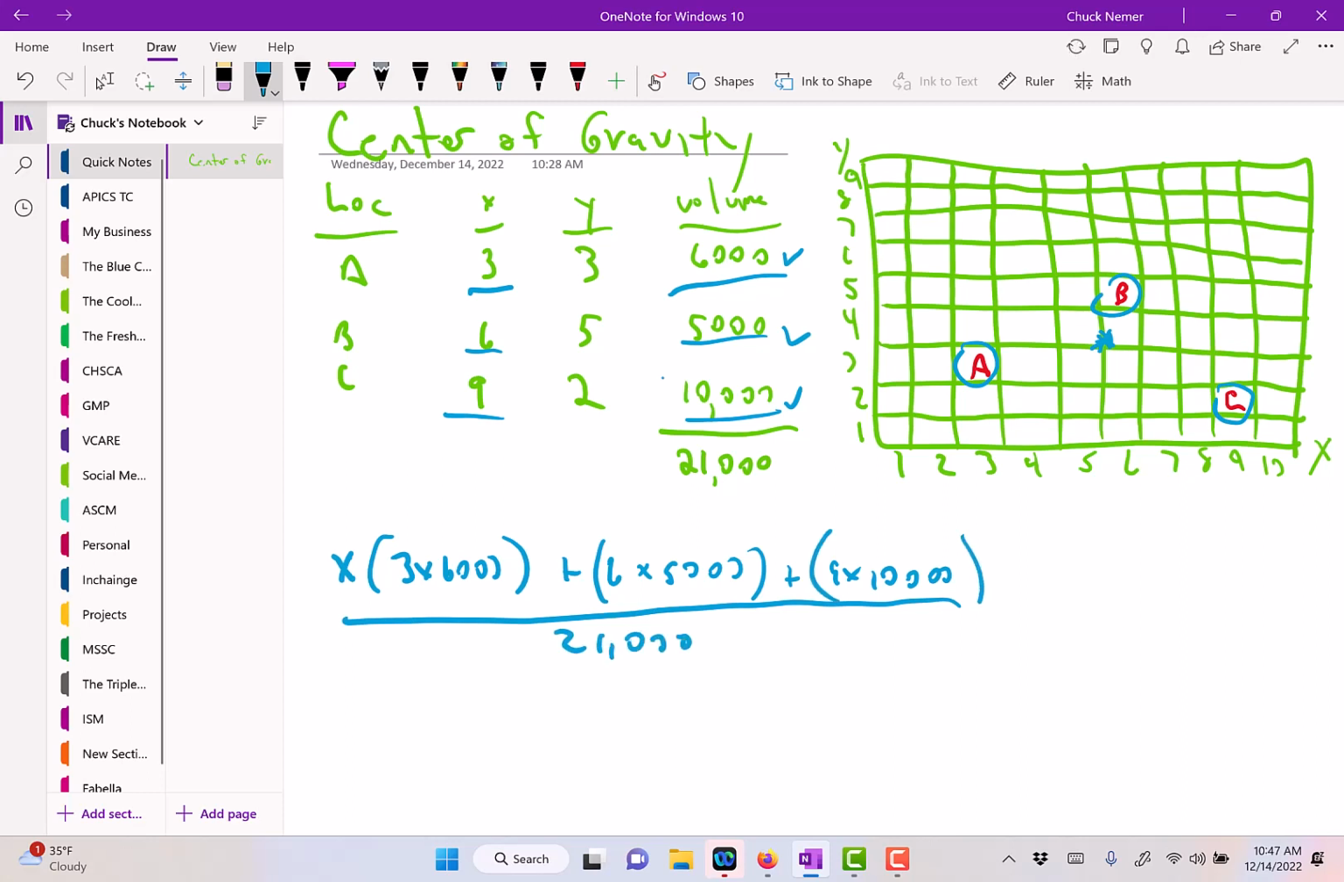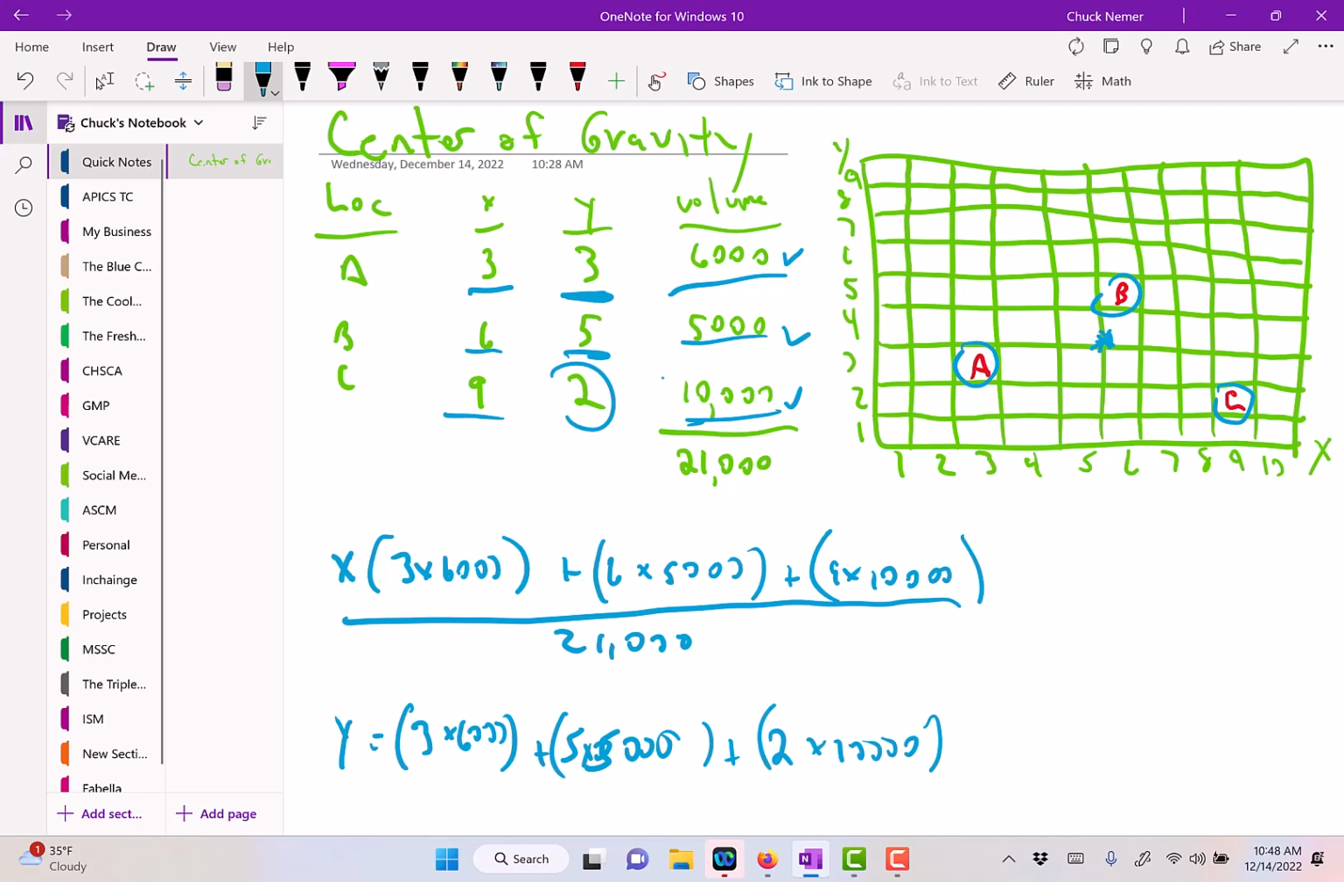We're going to do the same thing for the y coordinate. Now we're going to take 3 times 6,000. So we're doing this 3. We're doing 5 times 5,000 plus 2 times 10,000. And we're going to divide that by 21,000.